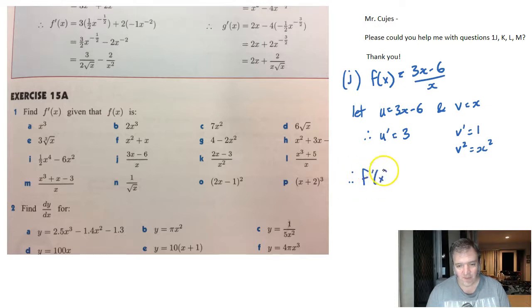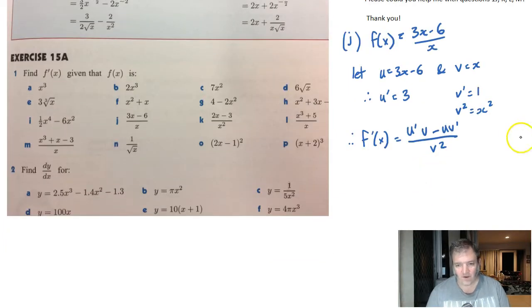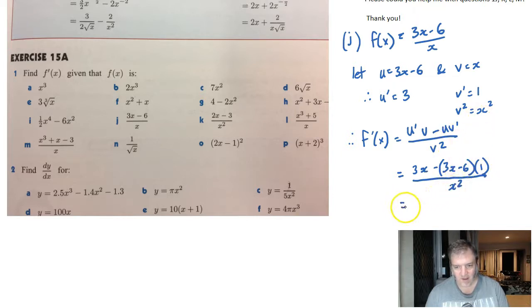f dash of x, what is it? It's u dash v minus u v dash over v squared. So I fill in the blanks and we'll have our answer. It's going to be 3 times v, which is x, minus u, which is 3x take 6. Got to make sure I get the right bit in there. Multiplied by v dash, which is 1. All divided by v squared, which in this case is x squared. If we simplify that, multiplying by 1 isn't going to change anything, so we can get rid of that. 3x minus 3x will disappear, and negative 6 becomes positive 6 over x squared. And that would be my derivative.